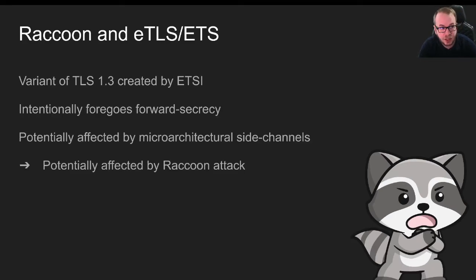But there actually exists a variant of TLS 1.3, which is called eTLS or ETS. This is a variant created by ETSI. The problem was that some industry organizations were not so happy that there was no non-perfect-forward-secrecy key exchange anymore. So what they did is they basically copied TLS 1.3 and said, okay, with this standard, it's okay to reuse the ephemeral keys for multiple connections. And if you do this and you have a microarchitecture side channel, the Raccoon attack suddenly becomes possible against these eTLS or ETS implementations. So I cannot really recommend going that route.